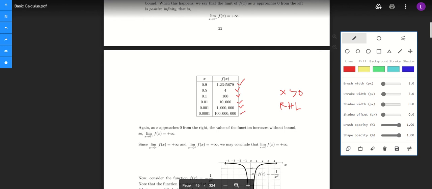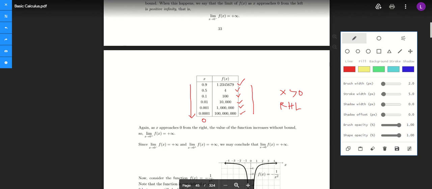So what do we notice now? As we approach 0 from the right, meaning yung mga positive values natin going to 0, what's the trend of our f of x? So originally it's from 1.2345679, then it becomes 4. So as we get closer, it becomes 100, 10,000, 1 million, 100 million.